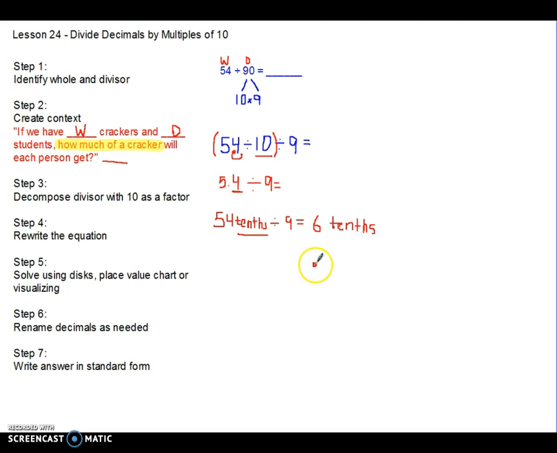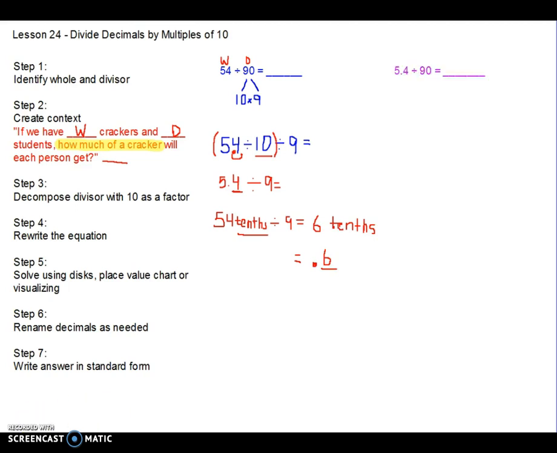I like to draw my decimal and show my place values when I'm doing my answer in standard form. Tenths I know is one place value past the decimal, so I'm going to draw my line and then fill in my numbers. So 6 tenths would be equal to 0.6. So I can go back to my context and say, if we had 54 crackers and 90 students, each student would get 0.6 of a cracker, or 6 tenths of a cracker.